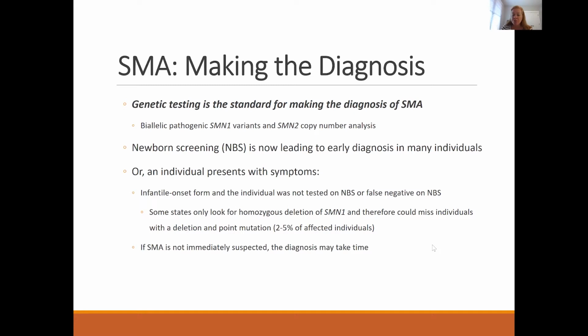Of course, there's some situations if newborn screening is not available in that state, or if there's a false negative on newborn screen, that could lead to a delayed diagnosis. So it's my understanding that most states are looking for a deletion on both copies of chromosome 5. So in theory, we would miss about 2 to 5% of kids who don't have a deletion on that second copy, but have some other change in the DNA.